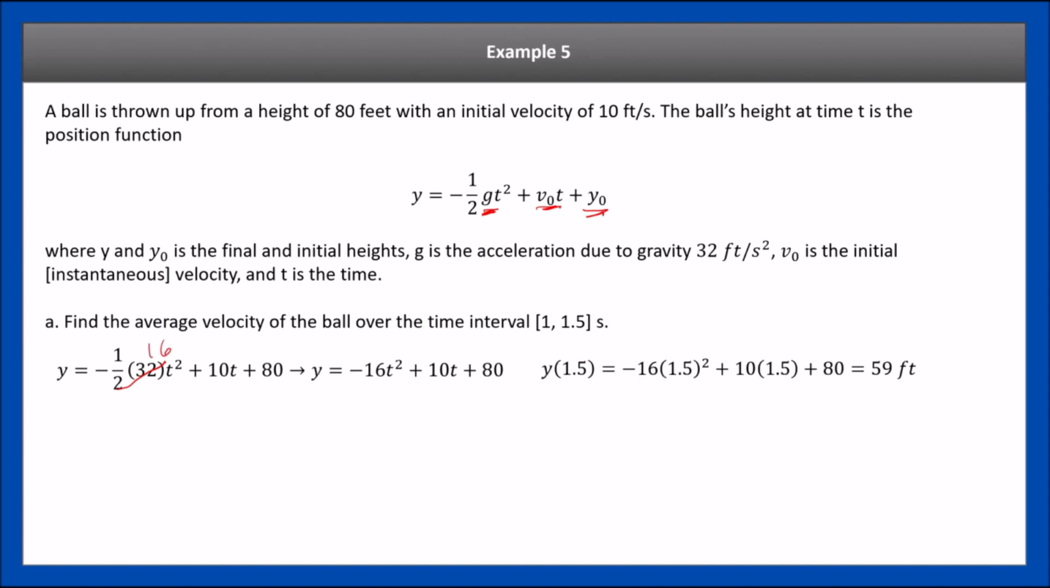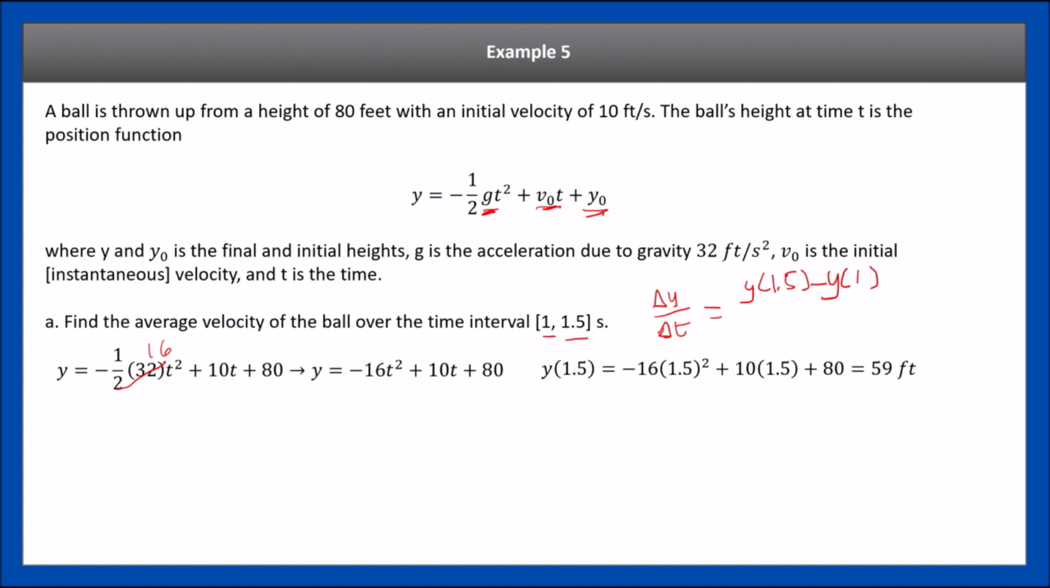We're going to need to find the average velocity. So remember, the average velocity is here going to be change in y over change in t. We're using y because our position function is y. Okay, so change in y over change in t. And then we get y of 1.5 minus y of 1. Those are these two times.